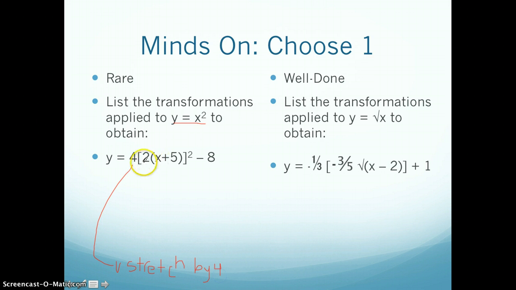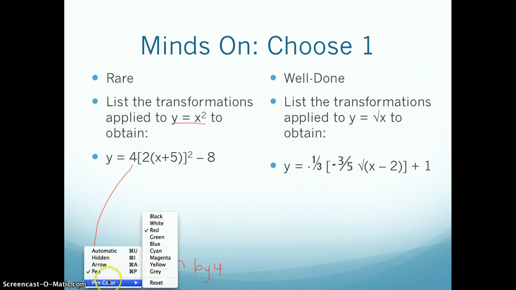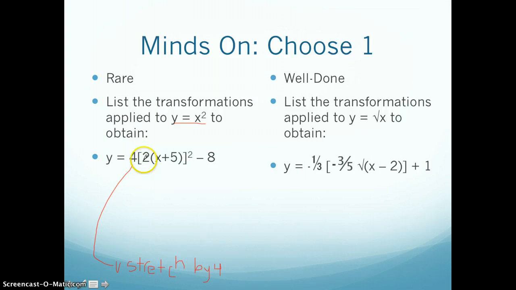Okay, next on the inside is that 2, and I know that that 2 is actually the k value. So that's going to cause a horizontal change. Because that's a large number, it's larger than 1, that is actually a horizontal compression by a factor of 2.